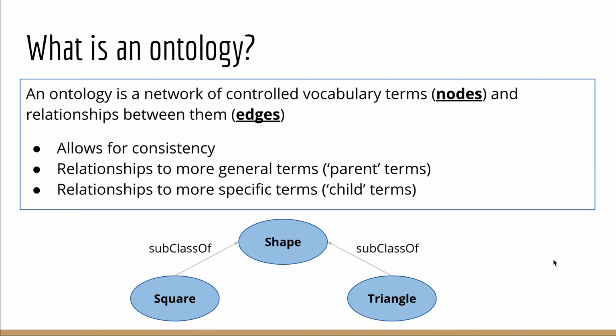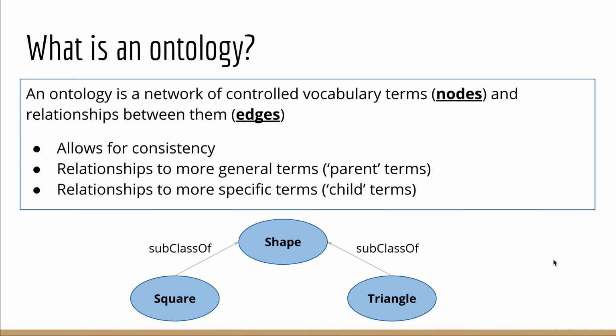Before we start, you may be asking yourself, what exactly is an ontology? In the simplest terms, an ontology is a network of defined controlled vocabulary terms referred to as nodes and the relationships between them, what we call edges. Ontologies allow for classification and, very importantly, consistency. There is an agreement that when you refer to a specific term, you are not only in agreement about the naming, but also the definition of the term and its relationship to other terms.